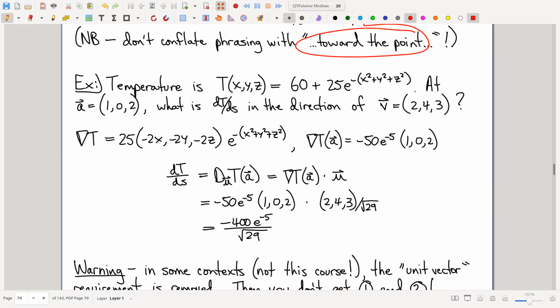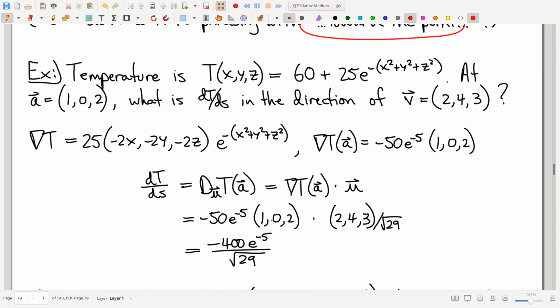Okay, next example. Oh, yes, we have until 11. I don't know why I keep thinking I'm done at 11:05. Okay, we'll get this next example done, no problem.